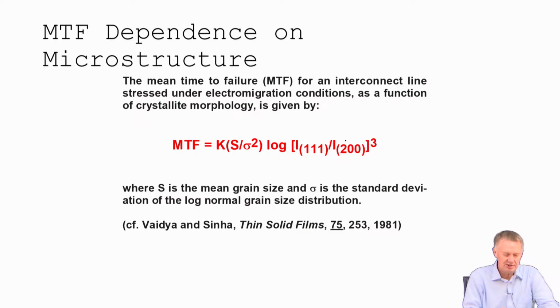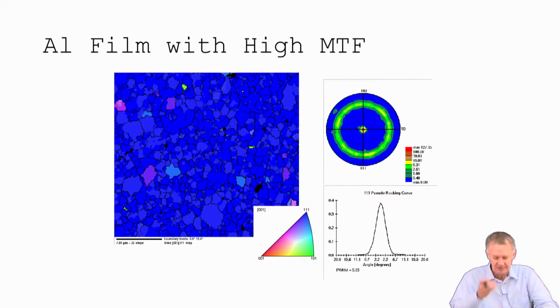So if we look at this, you don't need to know this, but this is mean time to failure for those lines. How much diffusion happens is a function of how many 111 orientations we have, divided by the random or the 200 distribution in the structure. So this is specifically for looking at texture. There's also some grain size and some standard deviation of the grain size in here. We're not going to focus on these things.